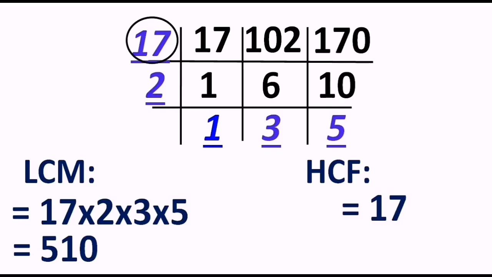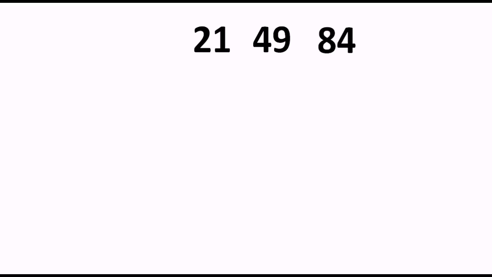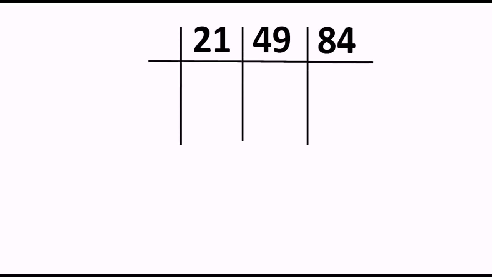And this is the way we have to find GCD and LCM together. And don't forget to bifurcate the numbers by encircling them. So let's move on with the other question. The question is on your screen: 21, 49, 84, and that is, I think, an easy-peasy one.